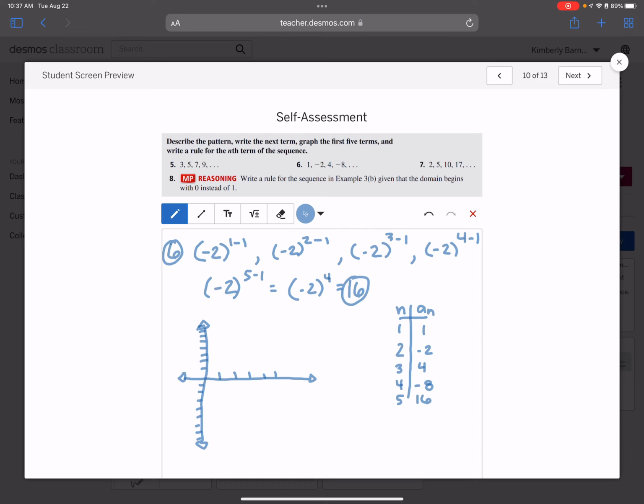Sorry, this looks a little janky. All right, so we have 1, 1, 2, -2, 3, 4, 4, -8, and then I can't fit it on here, but 5, 16 would be up here.